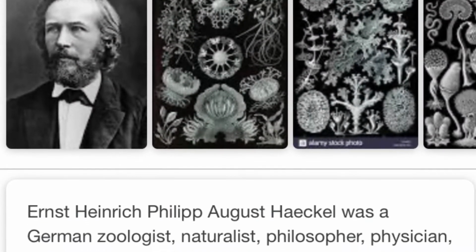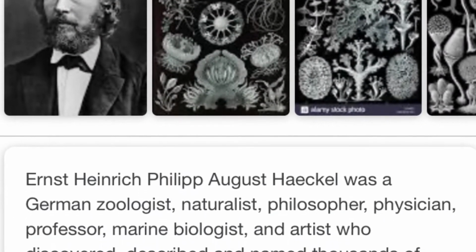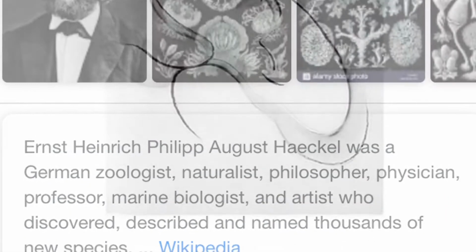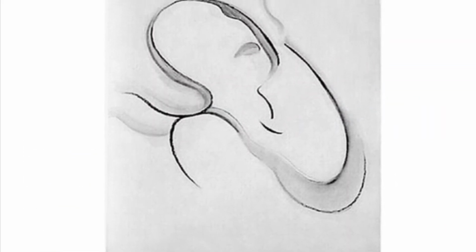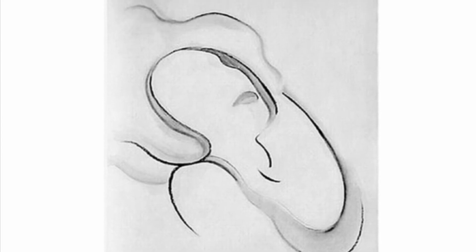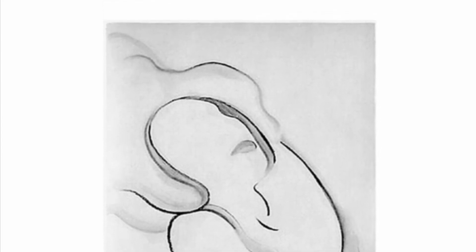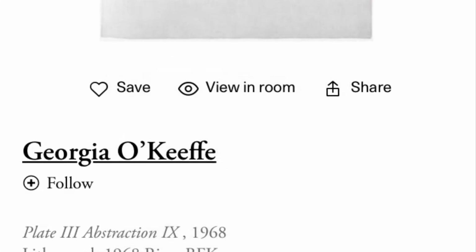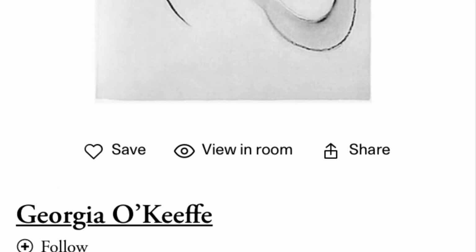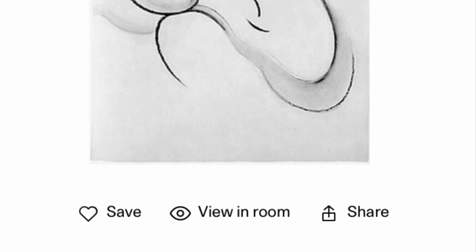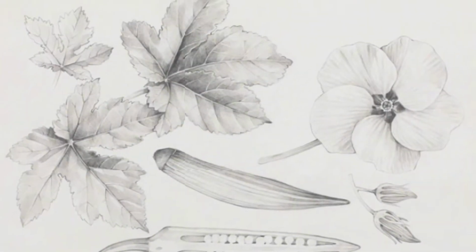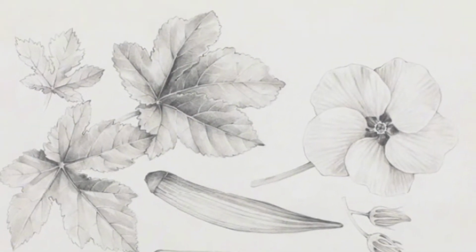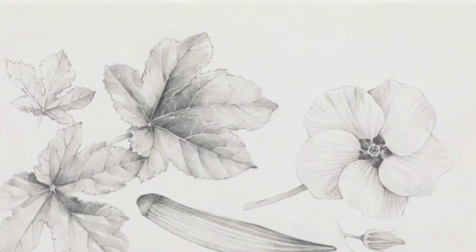Here we have a nice piece by Georgia O'Keeffe that's using the most subtle values to depict a woman. And a nice study by Kendi Wiley of different flowers. And this is a graphite piece that uses a vast range of values.